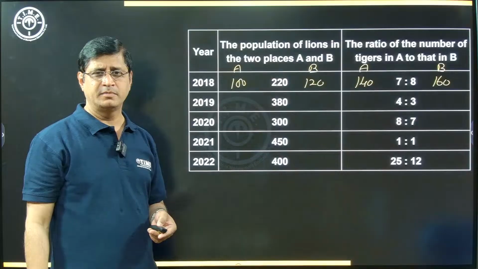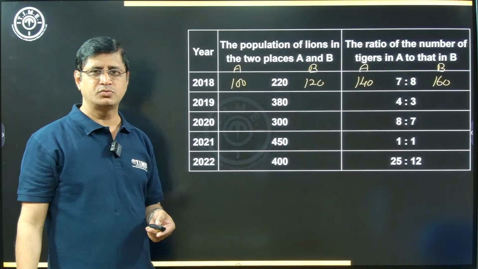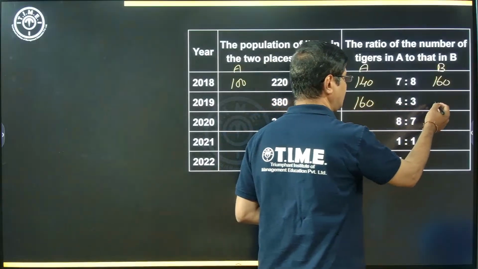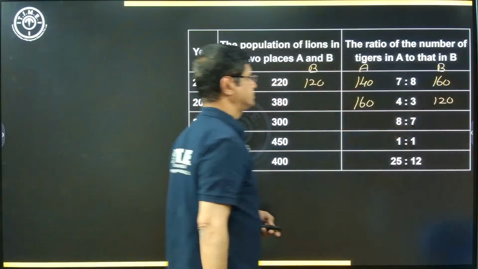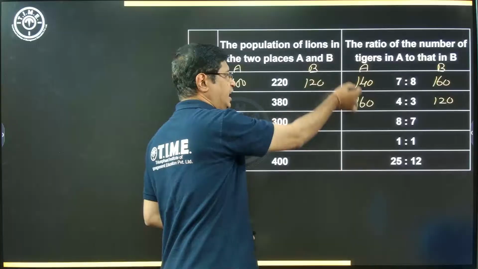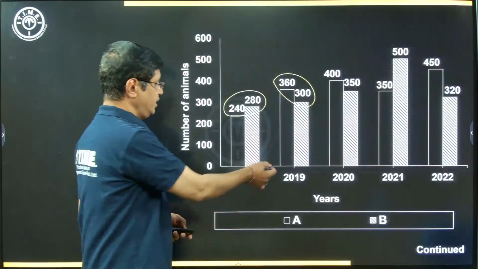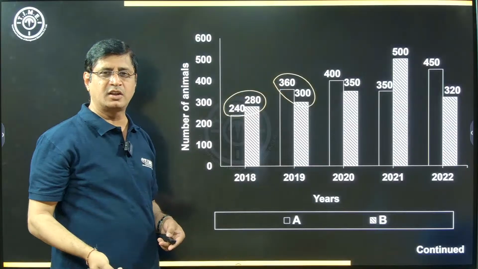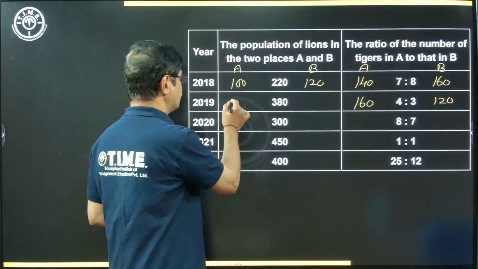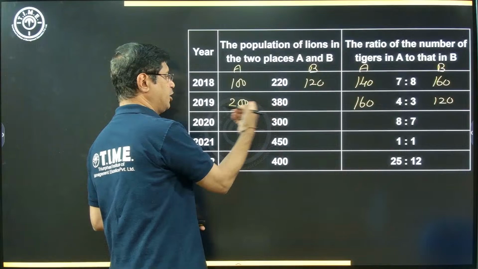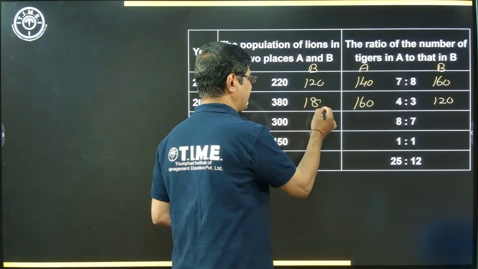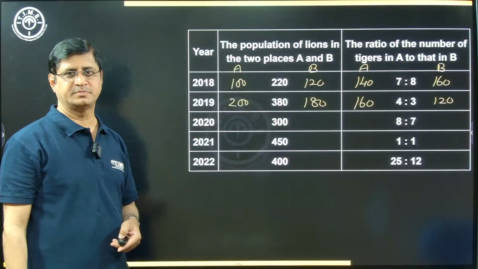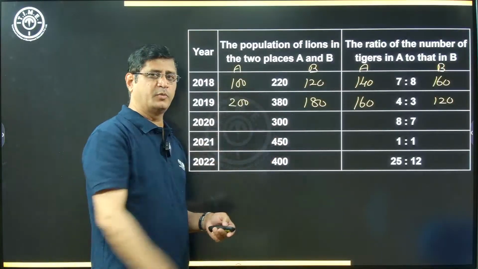280 by 7 means 40. 40 into 4, 160. 40 into 3, 120. In A, tigers are 160. In A, tigers are 160 means 360 minus 160. That will give the number of lions. Lions is equal to 200. 380 minus 200, that is 180. Hope you are able to understand this concept. Now, let me try one more value here.